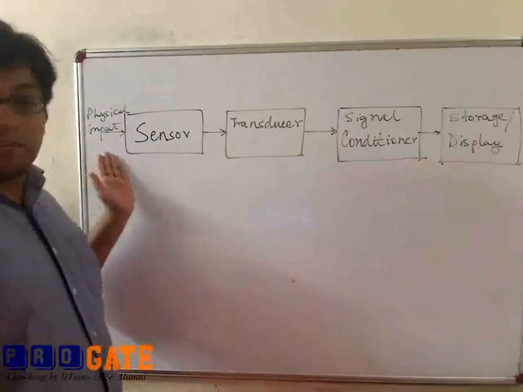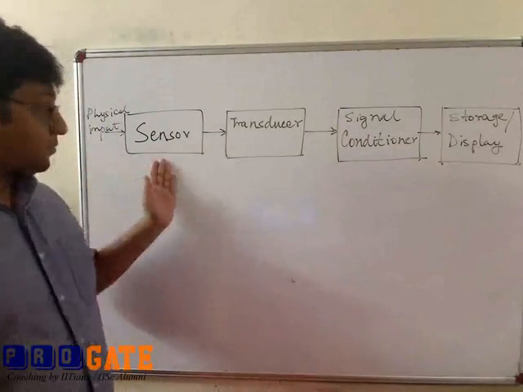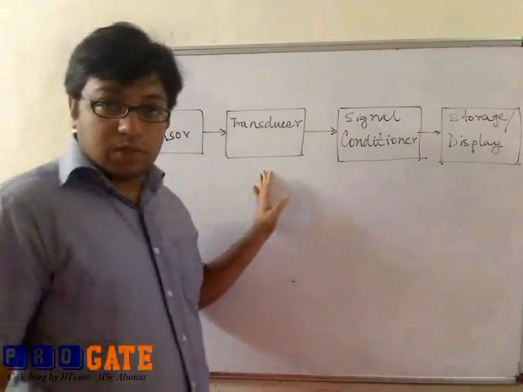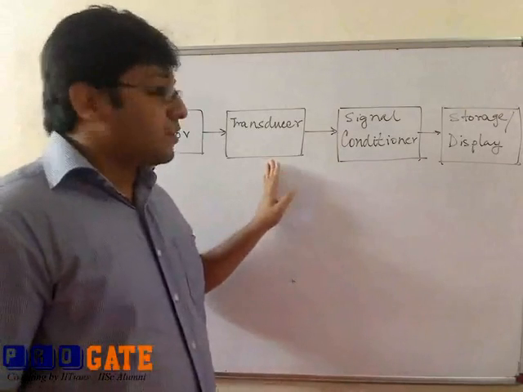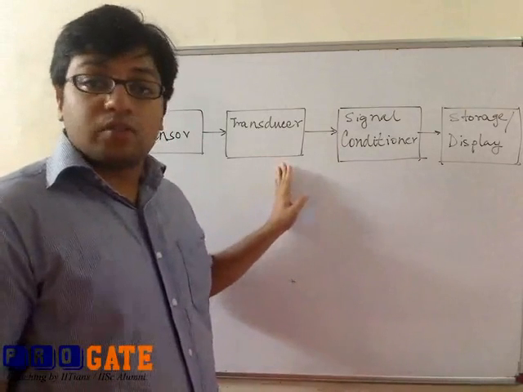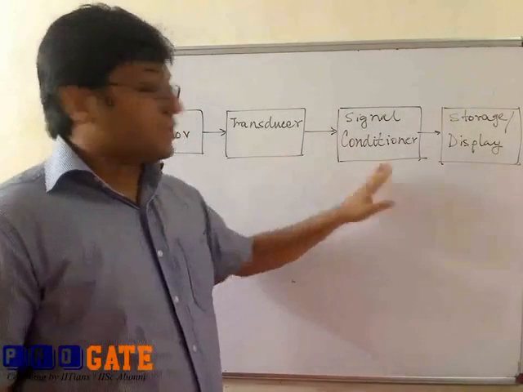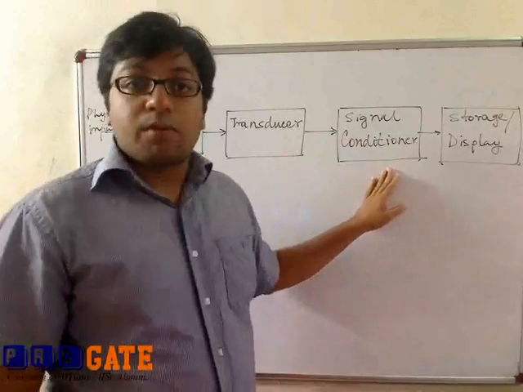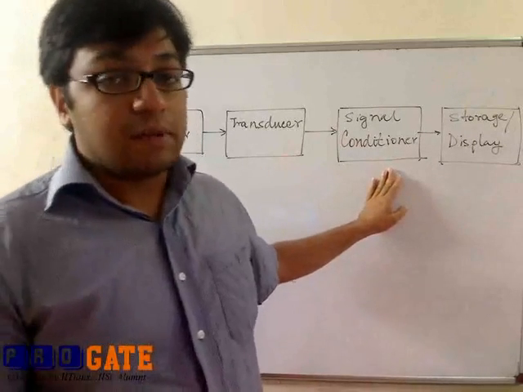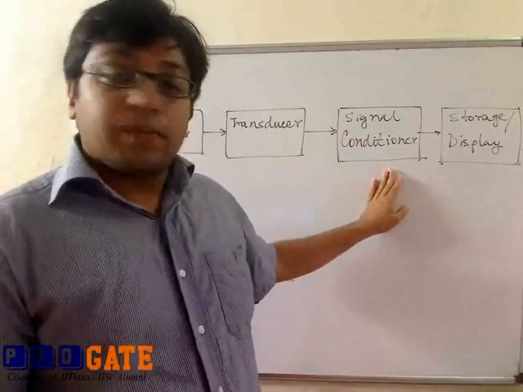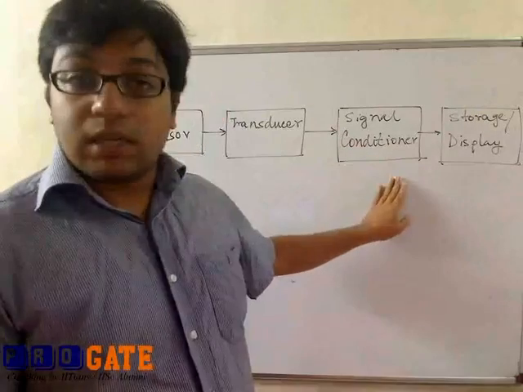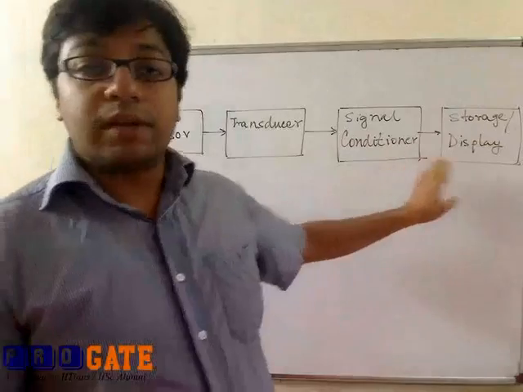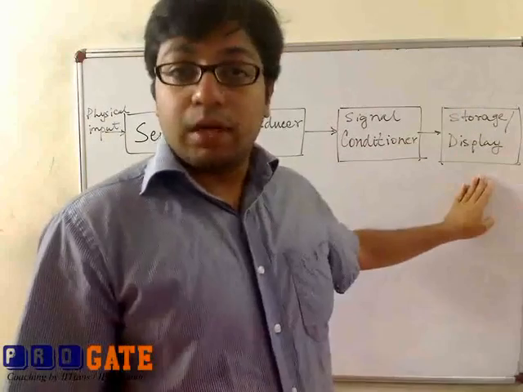You have physical input given to a sensor. The sensor sends its output to a transducer. The transducer converts this output into a measurable quantity, and that is sent to a signal conditioner. What does a signal conditioner do? It compensates for various kinds of errors that might be there. It amplifies the signal, and after proper signal conditioning, the output is usually sent for storage or display.